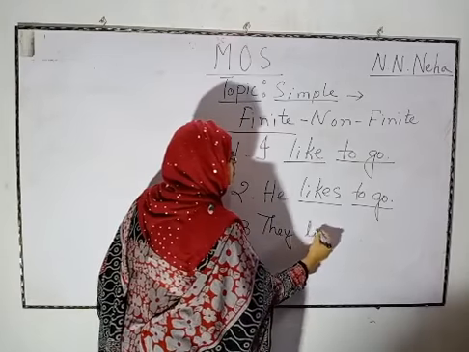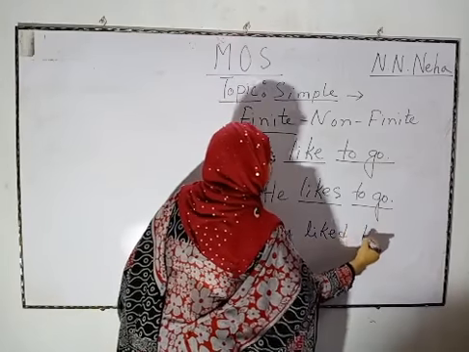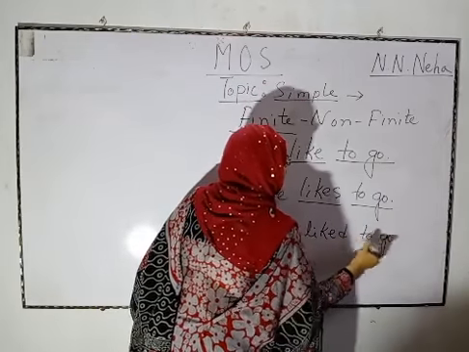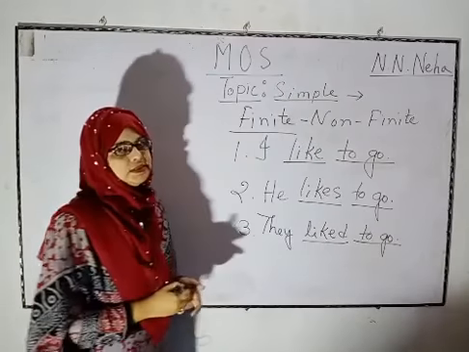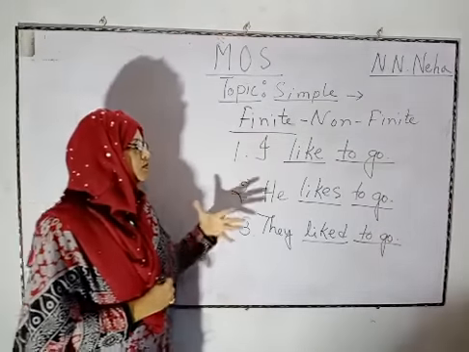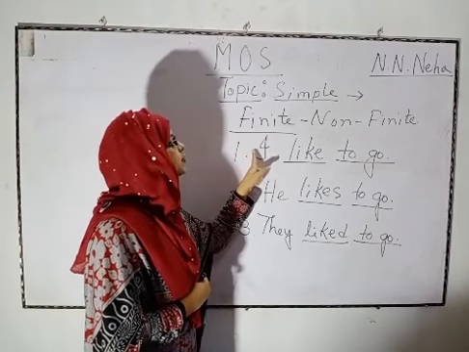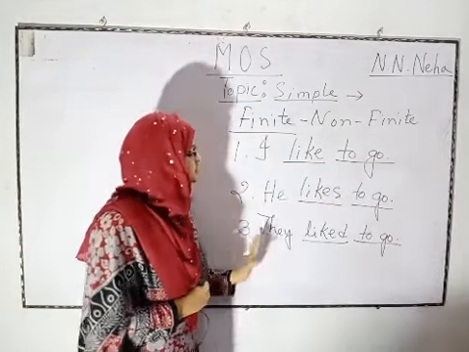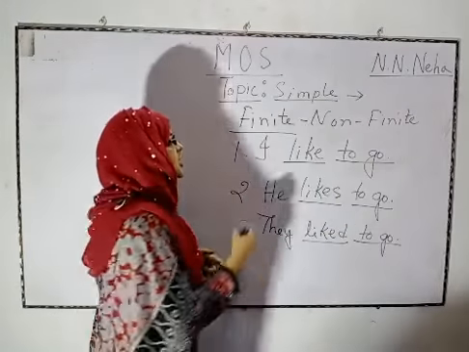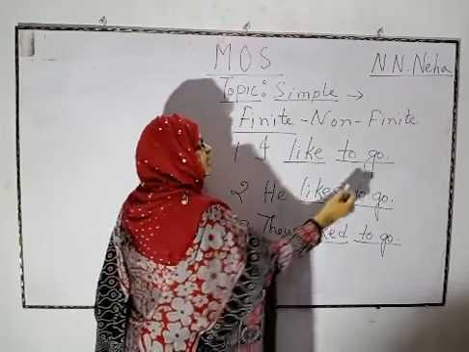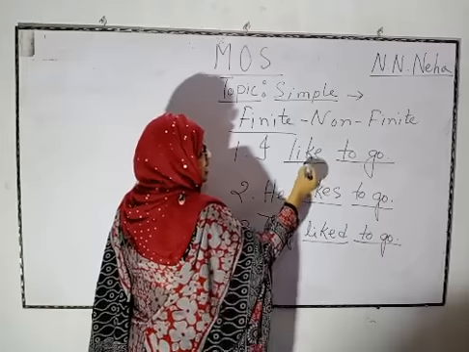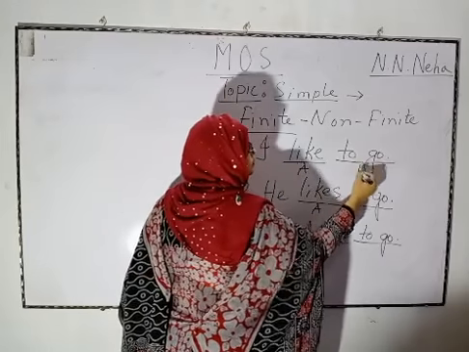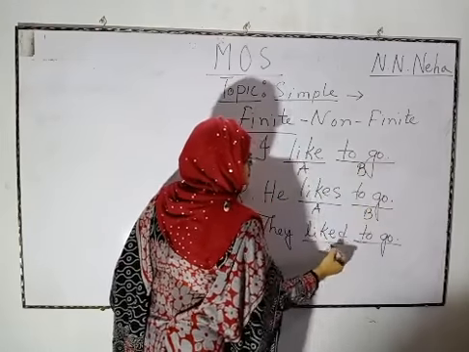they liked to go. Again, two verbs. Subject, verb, verb. Subject, verb, verb. Subject, verb, verb. But here is one type of verb and this is another type of verb, as I can group them into separate sections.